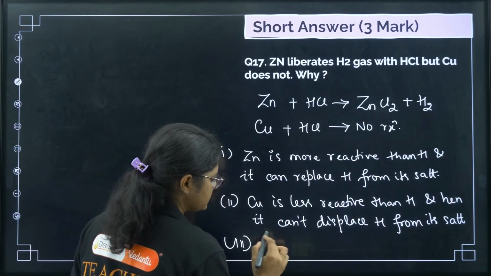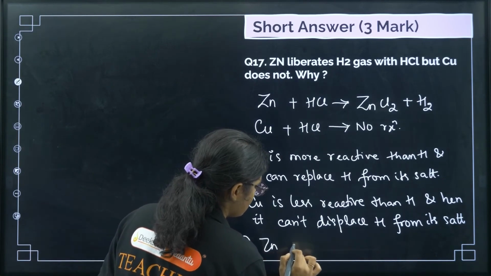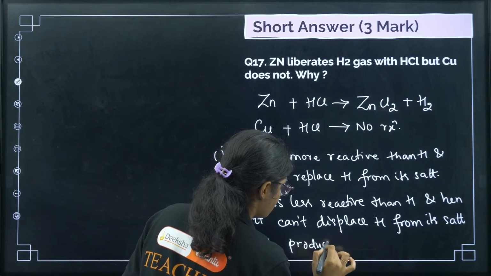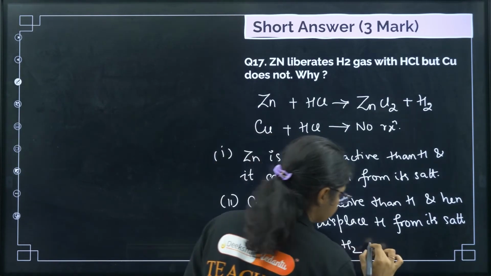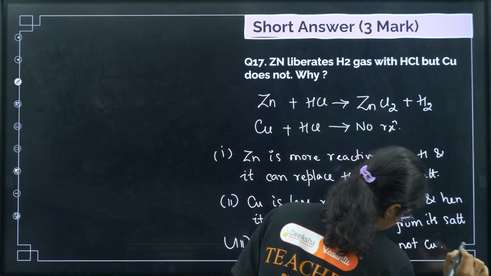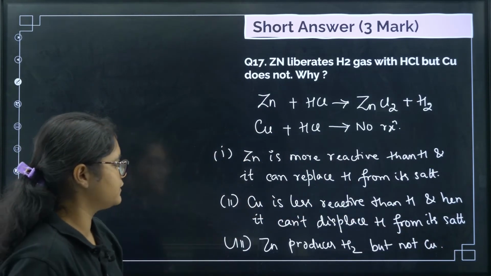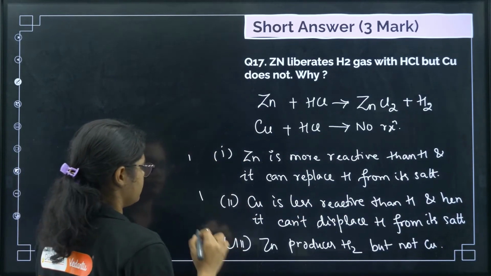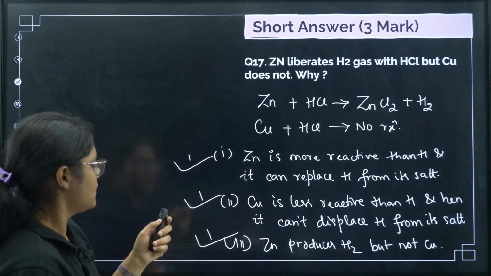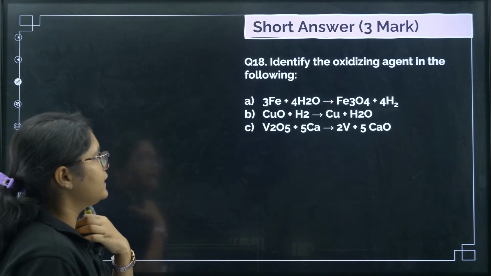Next you can write, that's why zinc produces H2 but not copper. Clear? So that is how you will get 1 mark each. This is 1 mark, this is 1 mark, and then this is 1 mark. Clear? Okay. Next, question number 18.